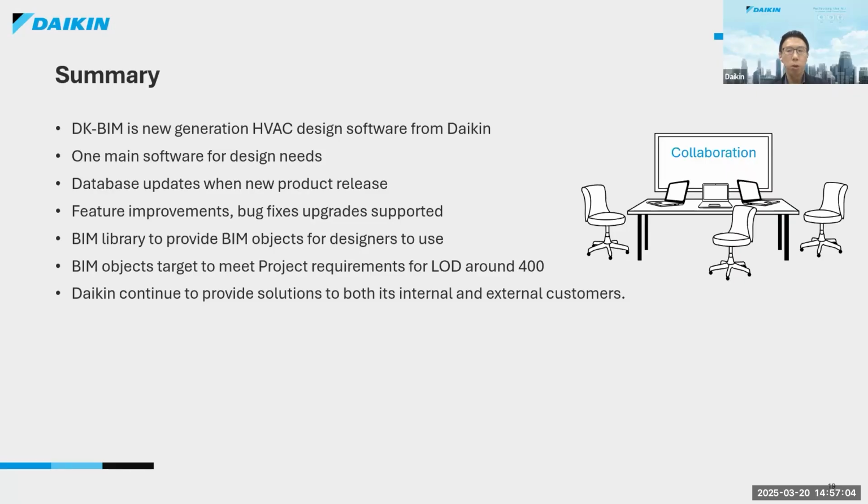software is smooth. To further support the increased usage of BIM, the BIM library is available to provide BIM objects for designers to use in the Revit design. Objects from the library target to meet project operations requirements for LOD around level 400. With DKBIM with BIM library as a platform, Daikin continues to provide solutions to both its internal and external customers.